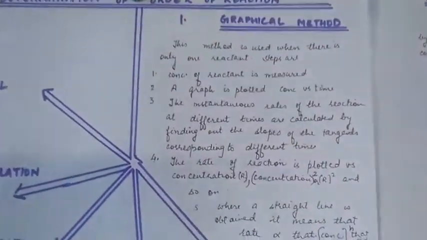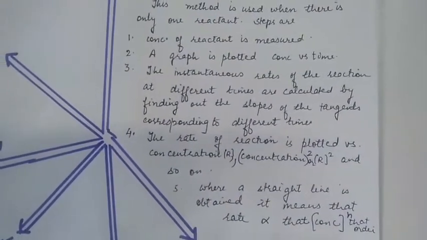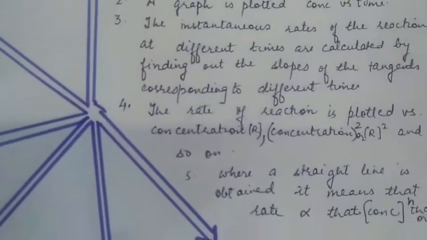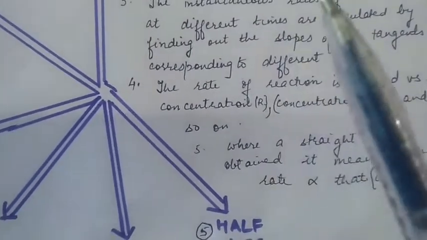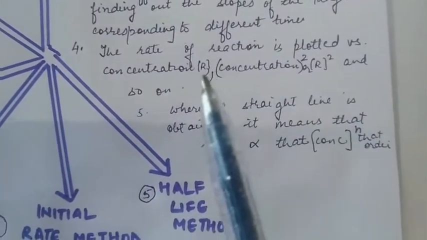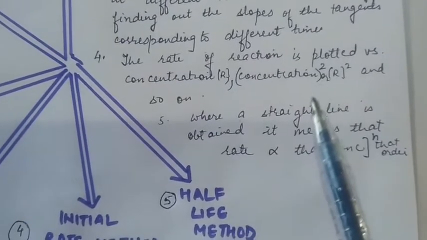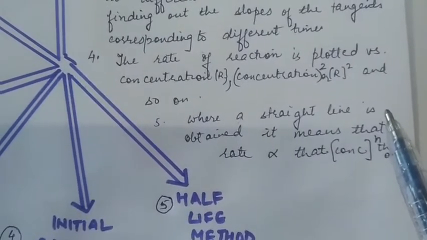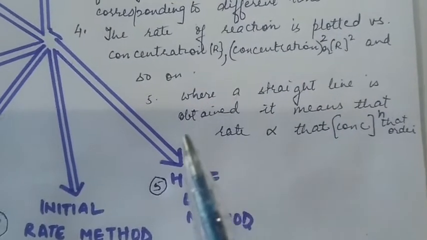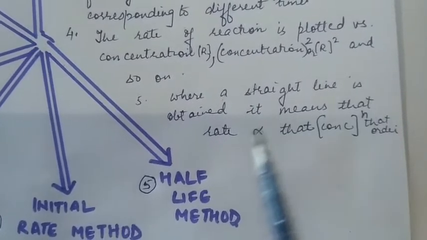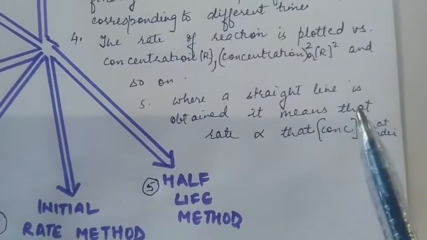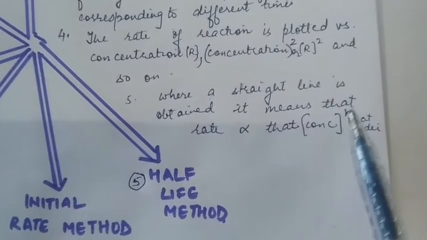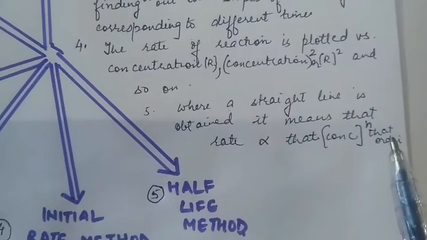When these slopes are determined, that is, the instantaneous rates are determined, then we plot another graph of rate of reaction versus concentration, or concentration square, or concentration cube, and so on. Where a straight line is obtained, it means that rate is proportional to that concentration raised to power n, where n is the order of reaction.